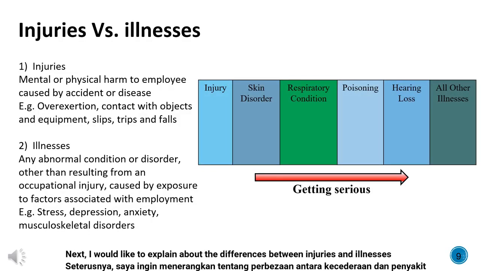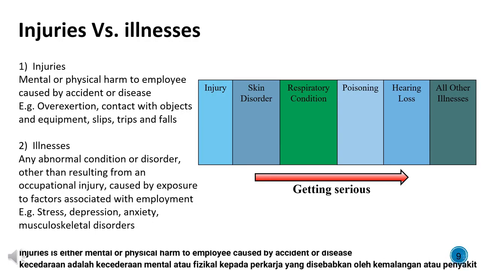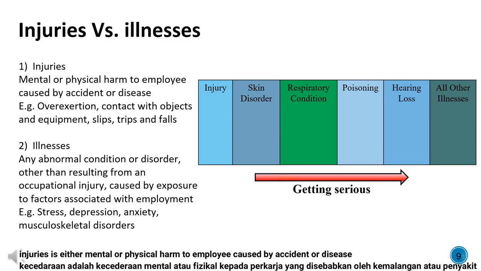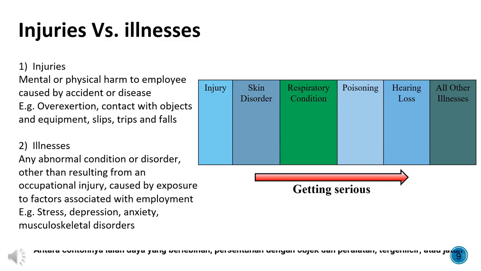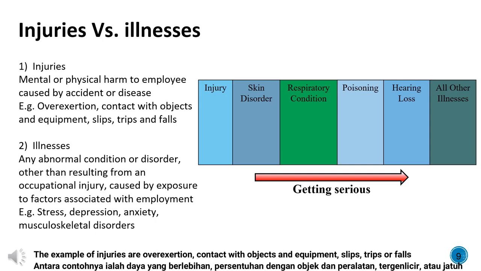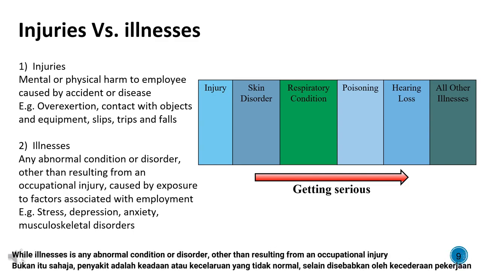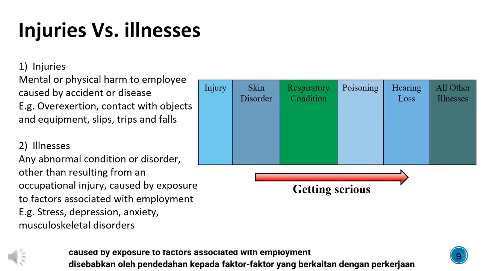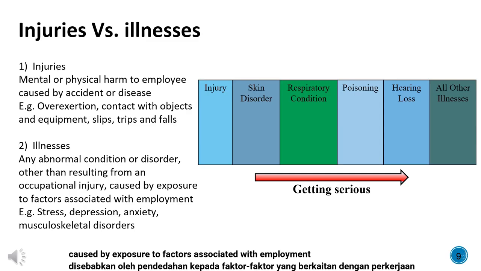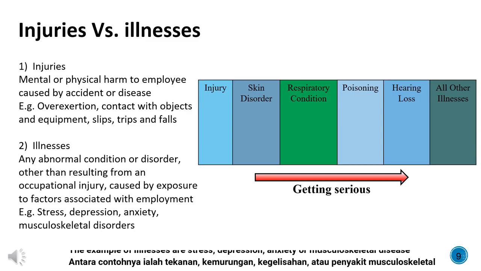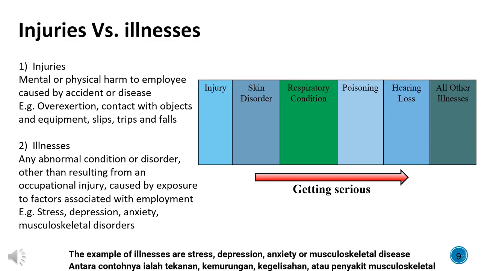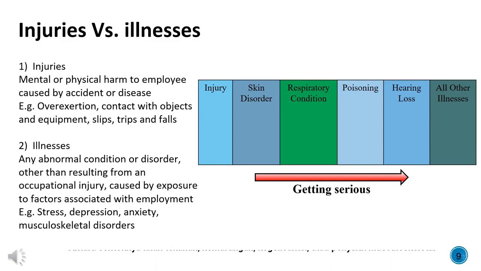Next, I would like to explain the differences between injuries and illnesses. Injuries are either mental or physical harm to an employee caused by accident or disease. Examples of injuries are overexertion, contact with objects and equipment, slips, trips, or falls. While illness is any abnormal condition or disorder, other than one resulting from an occupational injury, caused by exposure to factors associated with employment. Examples of illnesses are stress, depression, anxiety, or musculoskeletal disease.